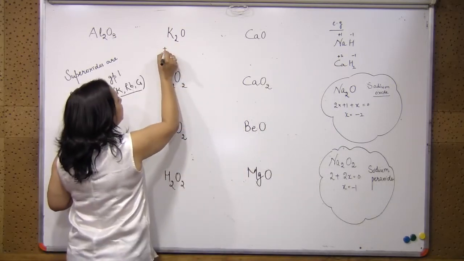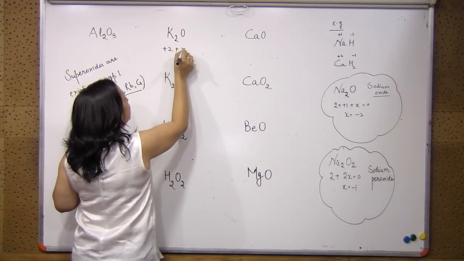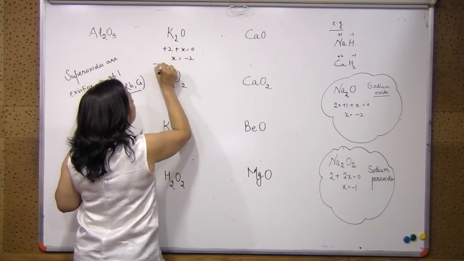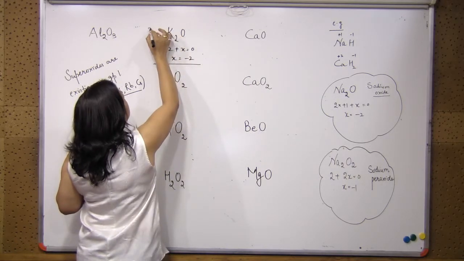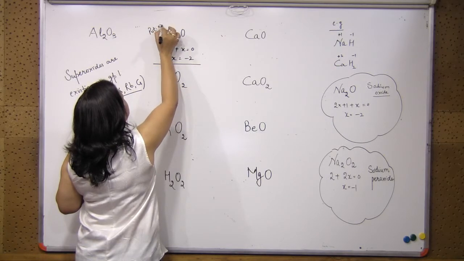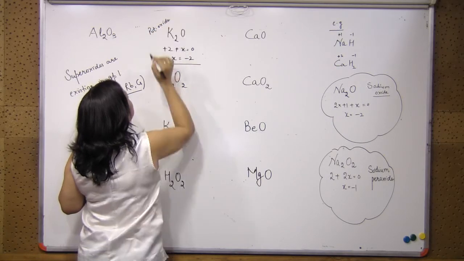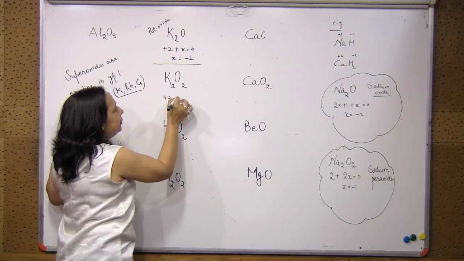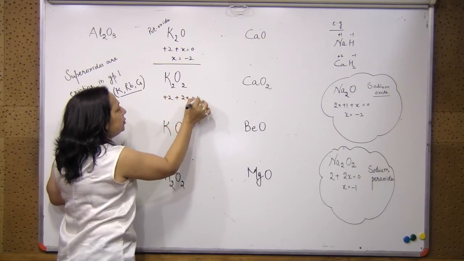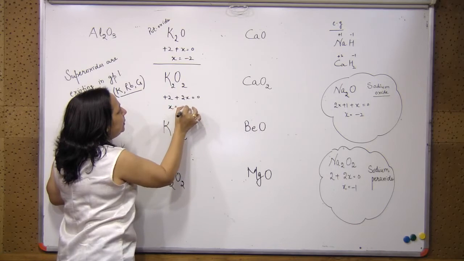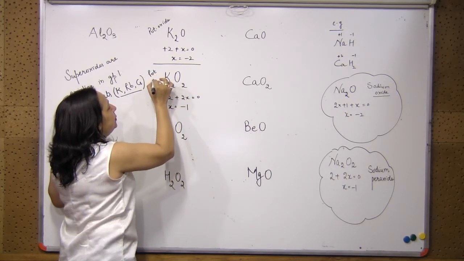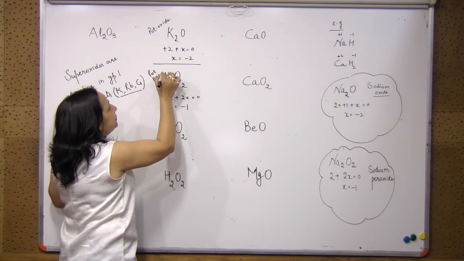Here potassium is +1, oxygen is x, and the sum is 0, so x comes out to be -2. It means it is potassium oxide. Next, potassium is +2, plus 2x is equal to 0. Now x comes out to be minus 1. This is potassium peroxide.